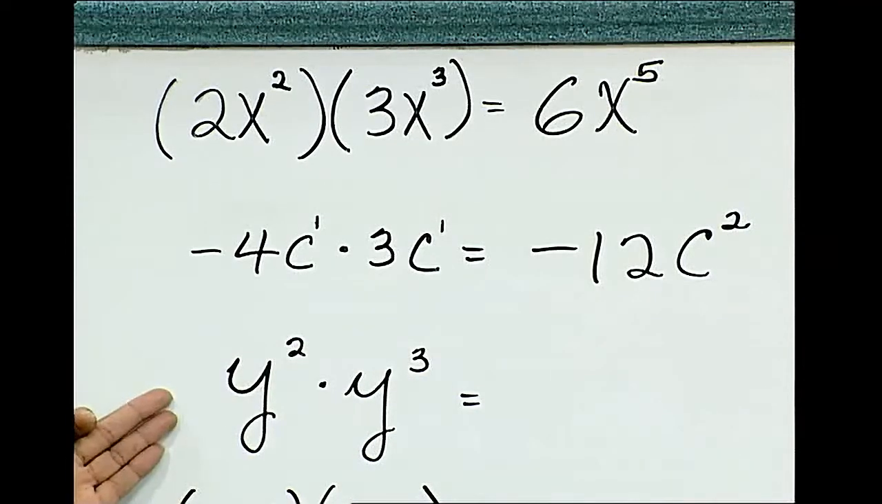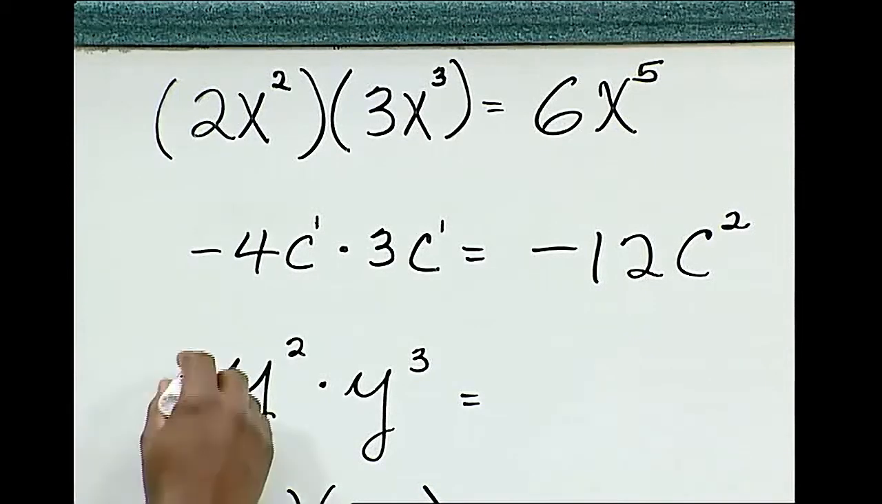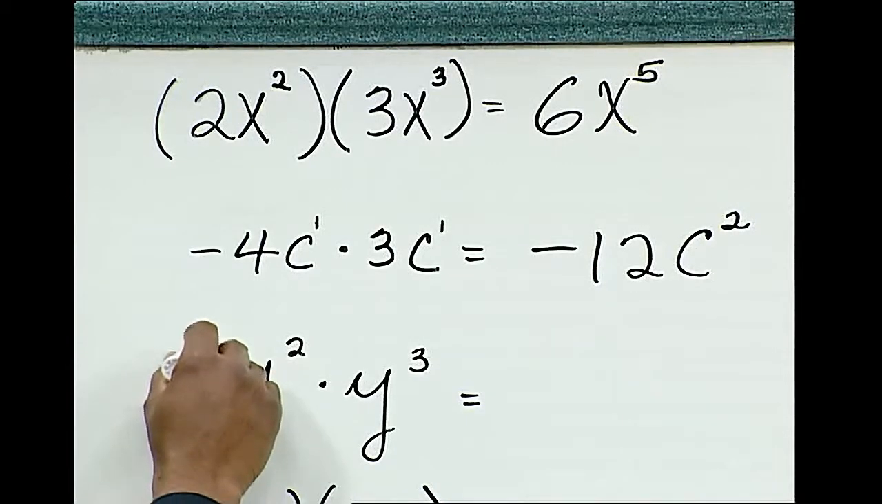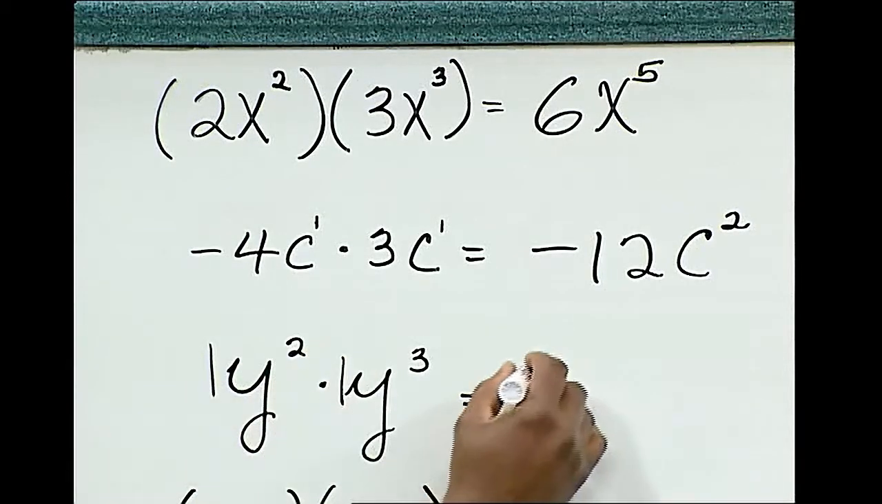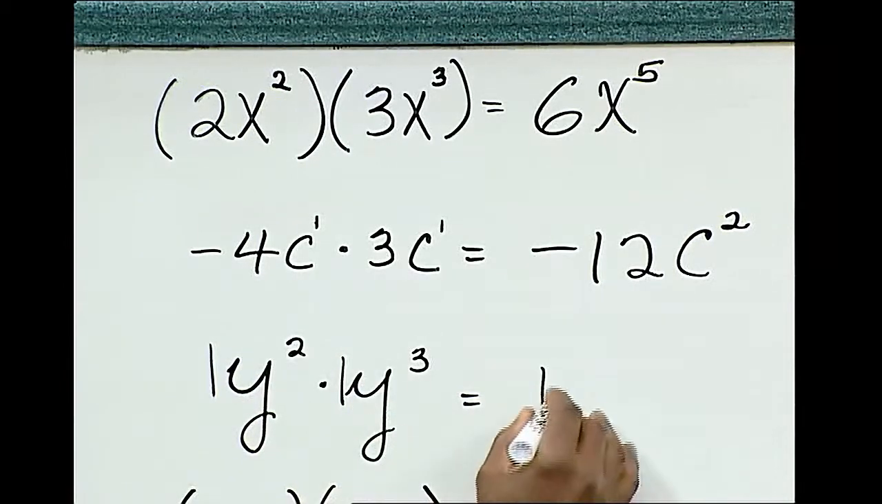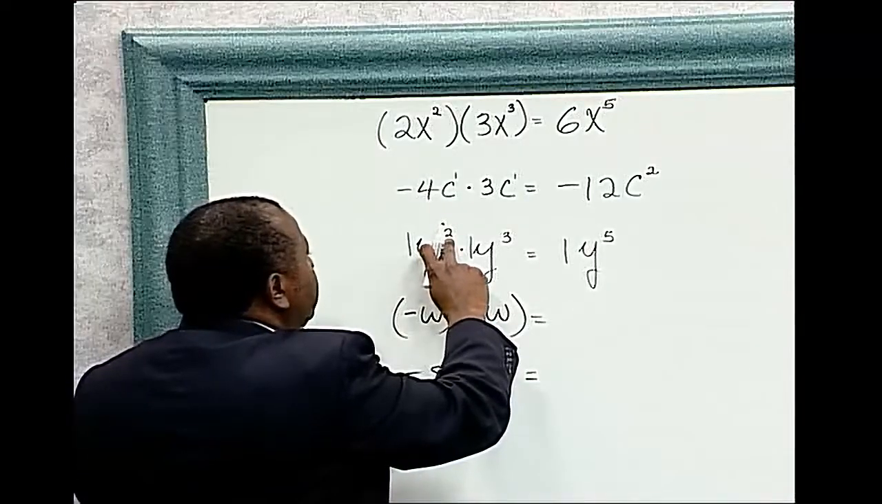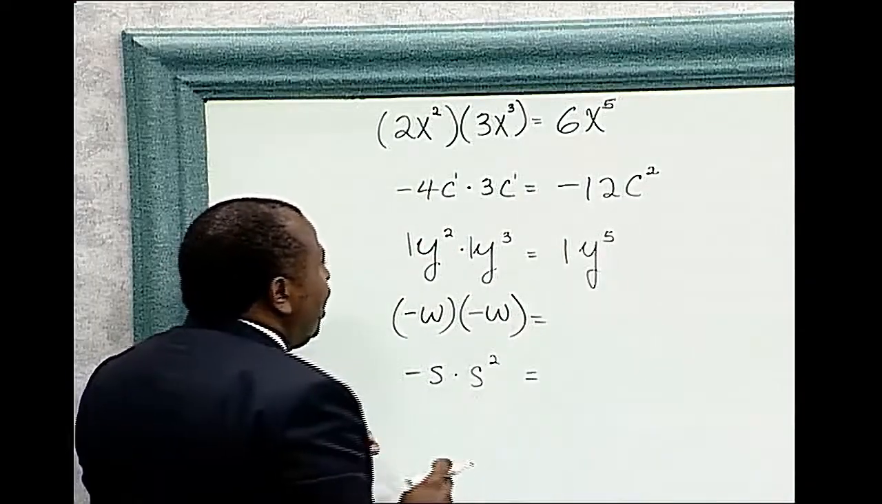Example 3: y to the second power times y to the third power. In this particular problem, we multiply the coefficients, the numbers. It's understood each y has an imaginary 1. 1 times 1 is equal to 1. y to the second power times y to the third power is equal to y to the fifth power, because 3 plus 2 is equal to 5.